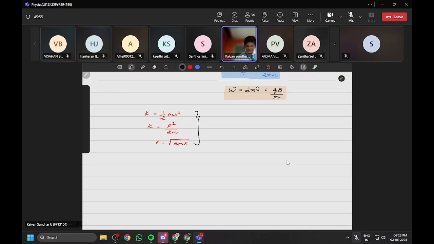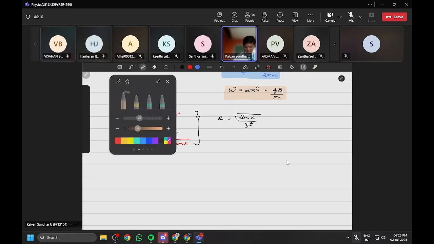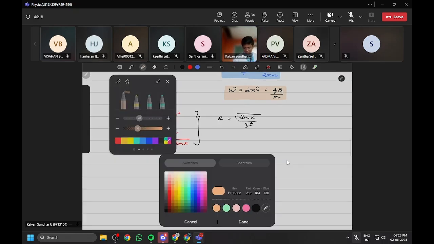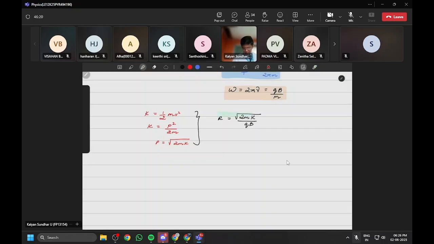So from this equation, I can write my radius in terms of the radius formula we just saw, mv by qB, correct? What is mv? Mass into velocity is nothing but your momentum. So I can also write this as square root of 2mK divided by qB. So this is in terms of your kinetic energy.